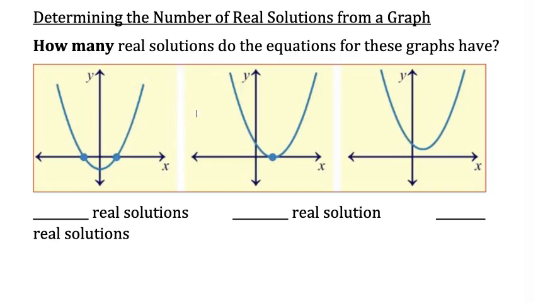Well, a parabola actually does not have to cross the x-axis, does it? So when we have a parabola that crosses the x-axis twice, well, then we know it has two real solutions. A parabola can have its vertex right on the x-axis. So in that situation, there's only one real solution. Or a parabola could never hit the x-axis. In that case, there are 0 real solutions.